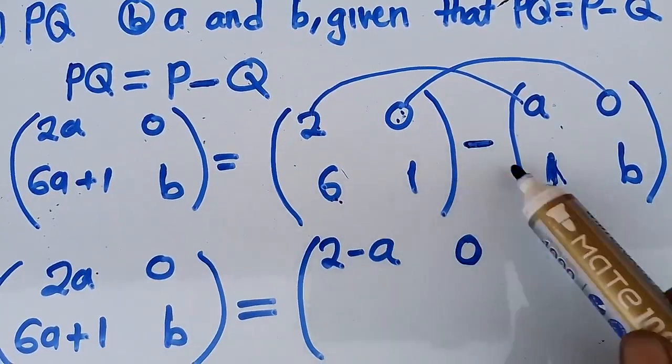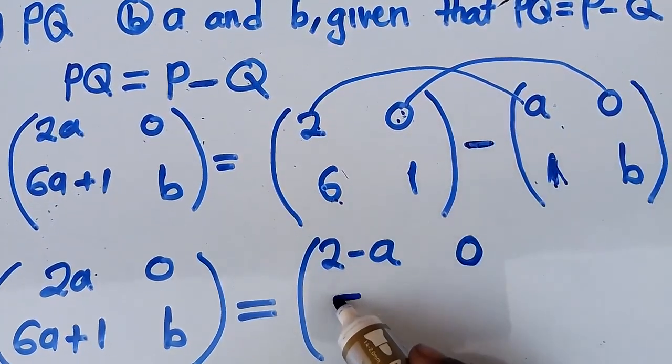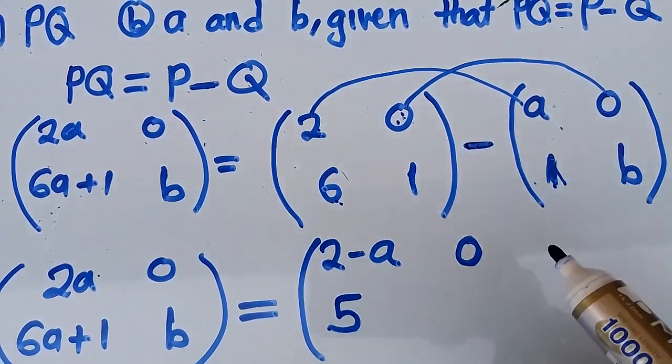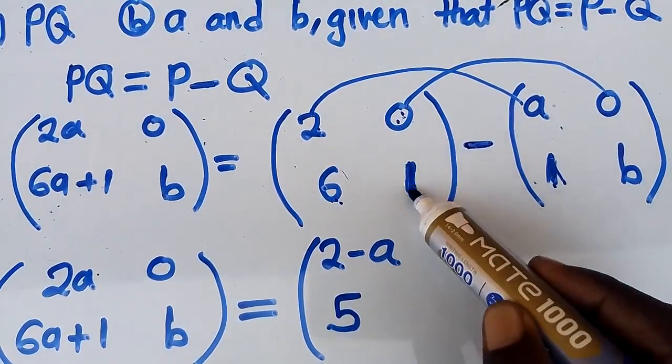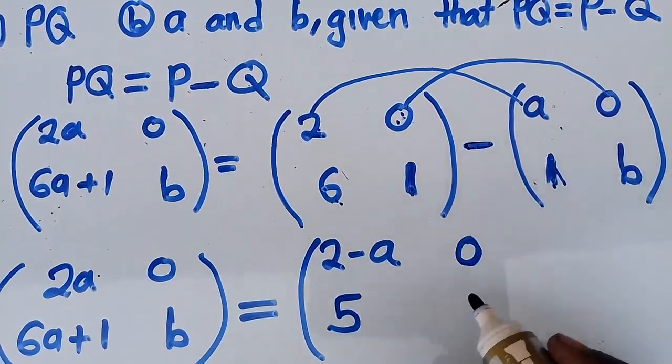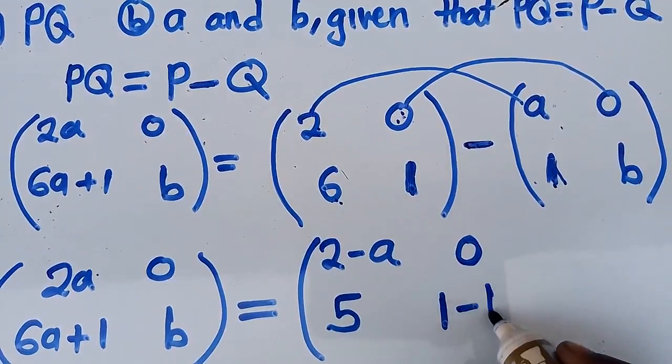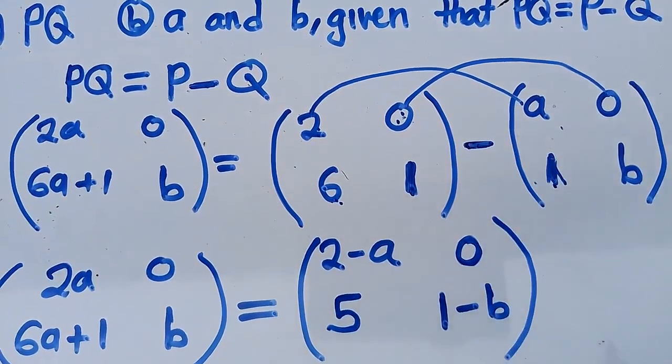So what is 6 minus 1? It is 5. So I put a 5 there. Then I move to this one here. What is 1 minus b? Just put it like that. 1 minus b. Just like that.